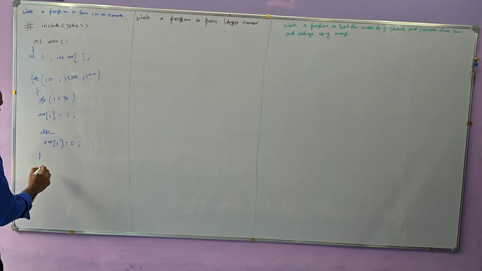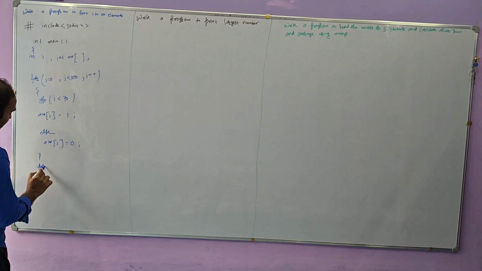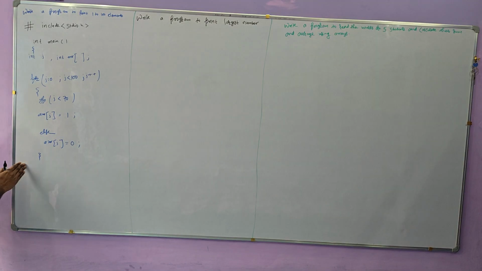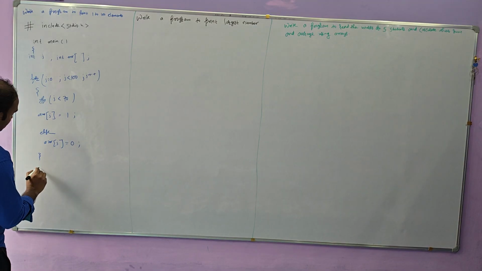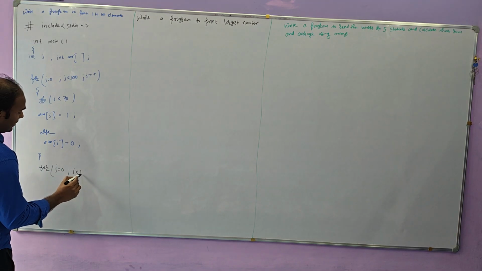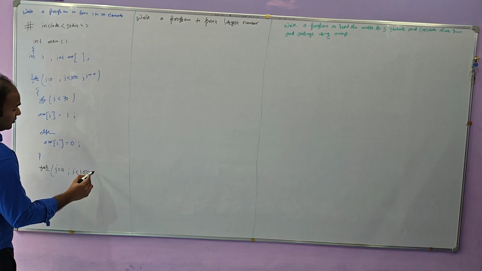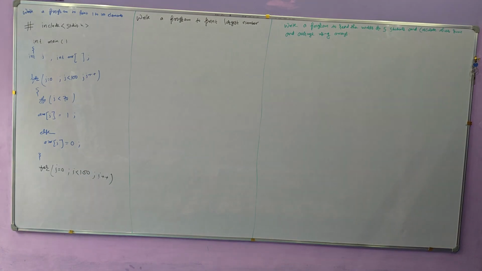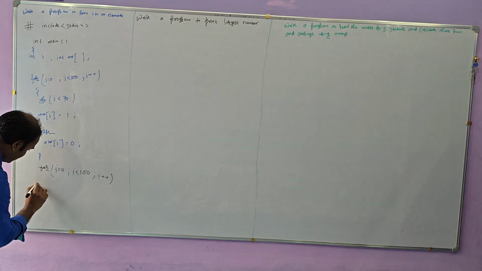Now we want to print, so we need to again take a for loop for printing. For i is equal to 0, i less than 100, and i plus plus.